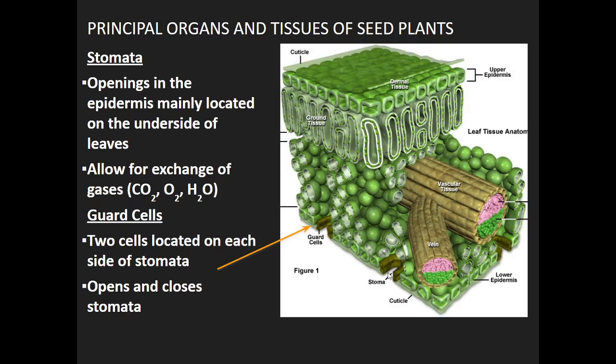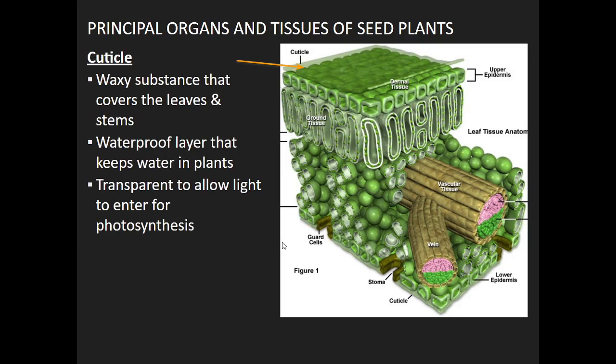Now these cells around the stoma, remember the stoma is just the opening, but the cells around are the guard cells, and their job is to open and close the stomata. It is like literally like a mouth, okay? And it breathes in carbon dioxide, breathes out oxygen, and breathes out water. Okay, and there's the cuticle that we've already talked about.